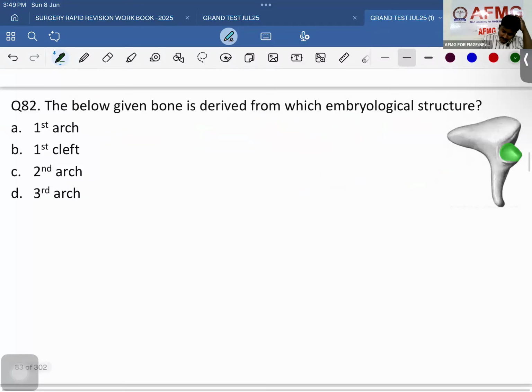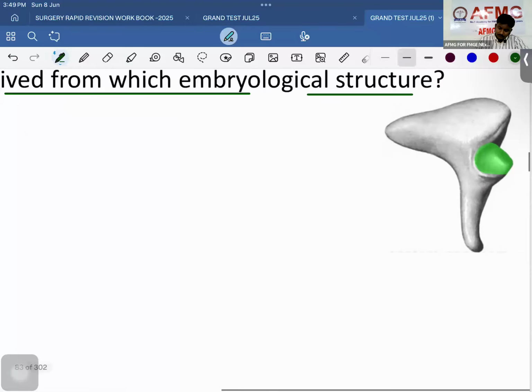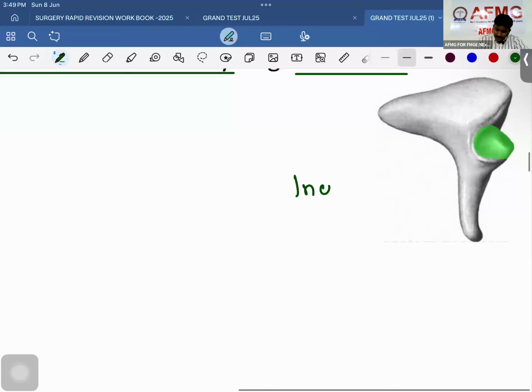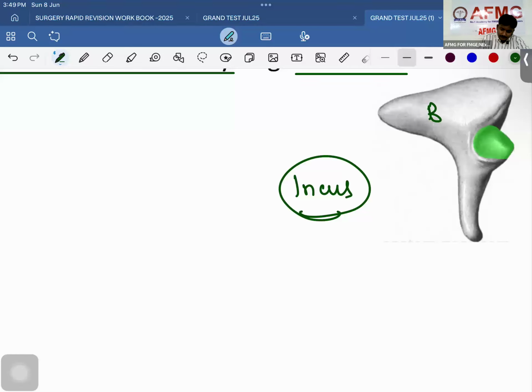Question number 82. This we have discussed. The below given bone, beta, it is derived from which embryological structure? What is the below given bone? So this is nothing else but incus, beta. This is the body of incus. This is the body of incus. This is the lateral process of incus. This is definitely the long process of incus. And this is the lenticular process of incus, beta. This is a classical picture of incus.